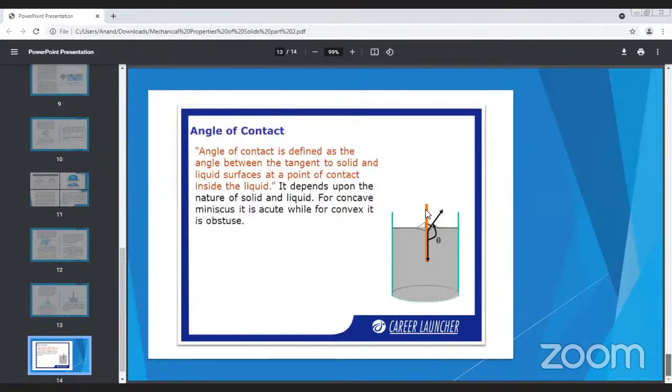And this is nothing but a short definition of angle of contact: the angle between the tangent to the solid and the liquid surfaces at the point of contact inside the liquid. That is, it depends upon the nature of solid and liquid. For a concave meniscus, it is acute, and for a convex, it is obtuse. See here, this one is the angle of contact between the tangent of solid and the liquid surface at the point of contact inside the liquid. It depends upon the nature of solid and liquid, concave or convex.